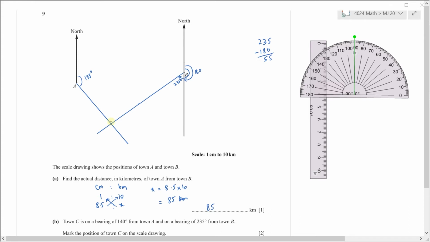So the intersection of the two will give me your town C. So town C has a bearing of 135 from A and 235. Sorry, 140. This is not 135. I measured 140. So 140 from A and 235 from B. So that's how you will solve this problem.